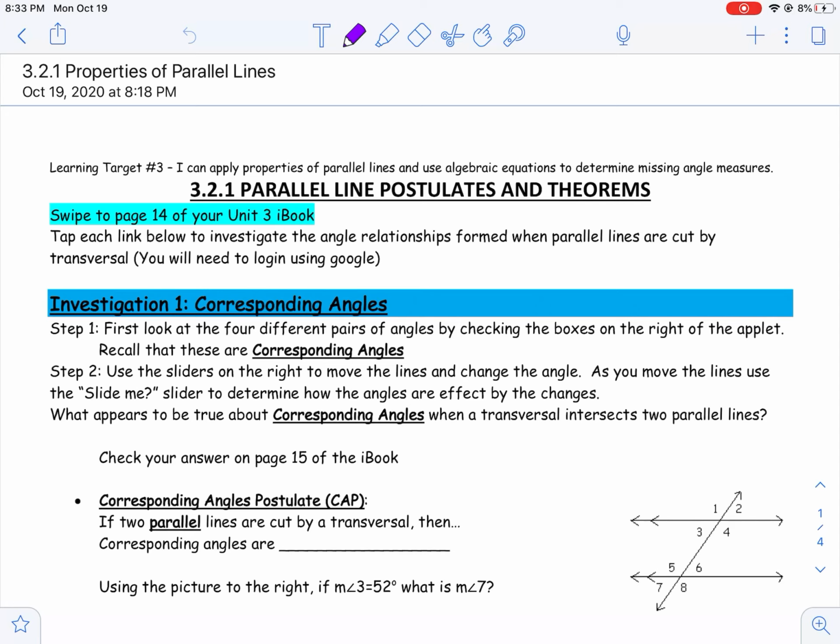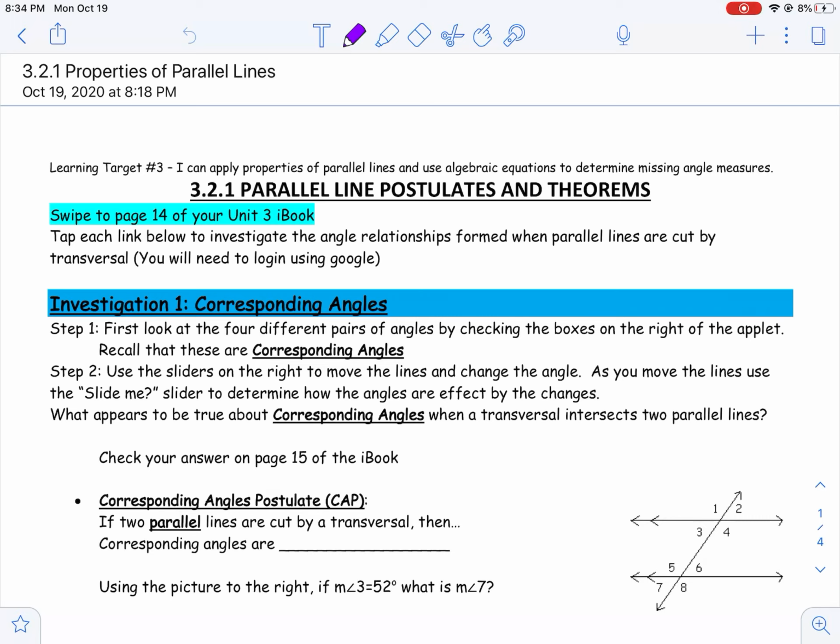Today we are continuing that trend of parallel, perpendicular, and skew lines. However, today we are specifically focusing on parallel lines, and we are going to not only discover but list some of these new postulates and theorems that will be just another few postulates and theorems that we add to our arsenal for when it comes time to do more proofs.